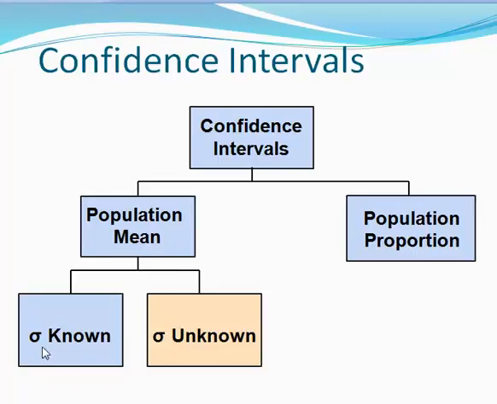If sigma is given, that means the population standard deviation sigma is given, we will use the Z distribution. And if sigma is not given, is unknown, then we will use the T distribution. So now let's see the procedure.